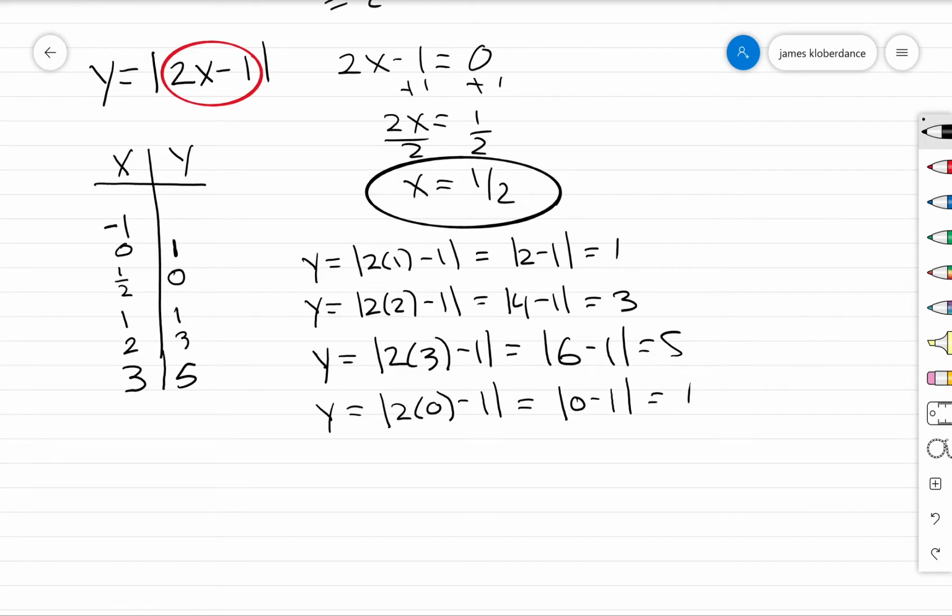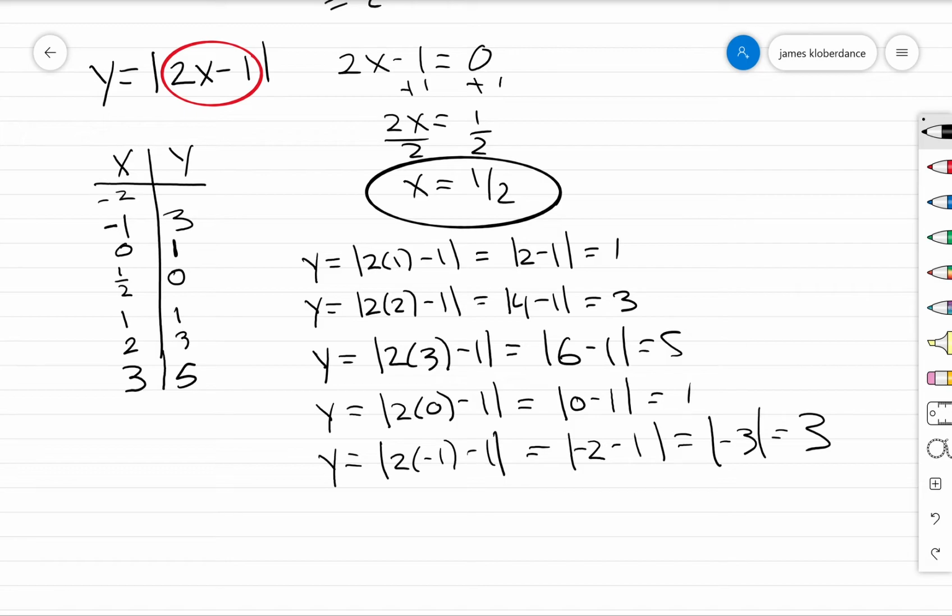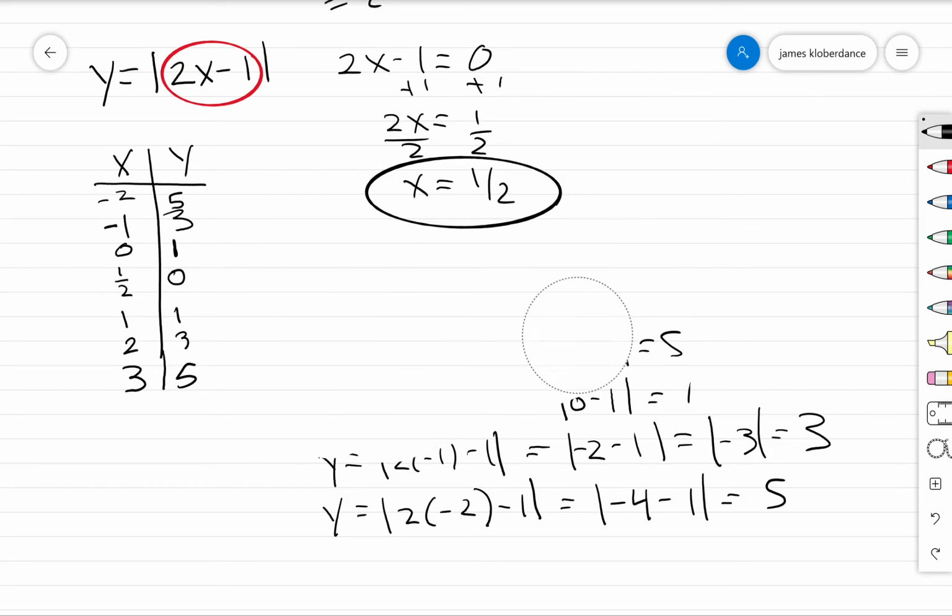When x equals -1, I get 2 times -1 minus 1, which is -2 minus 1, which is -3, whose absolute value is 3. And one more. When x is -2, I get 2 times -2 minus 1 equals -4, take away 1, which is -5, so the absolute value is 5. Okay, so that's the table I ended up with. So I'm going to erase this here so I have enough room to do what follows.